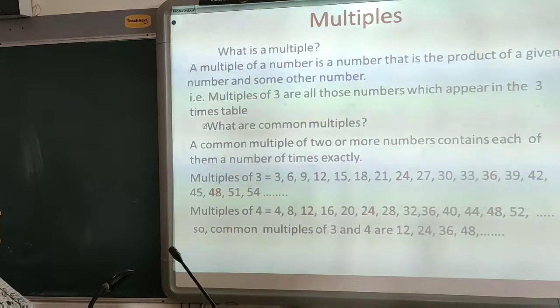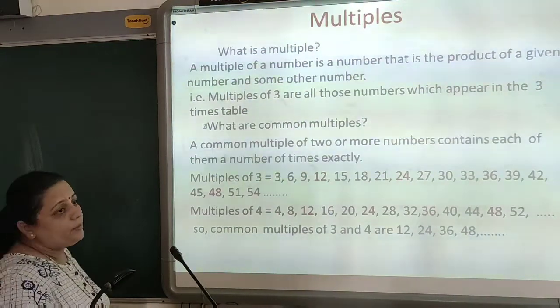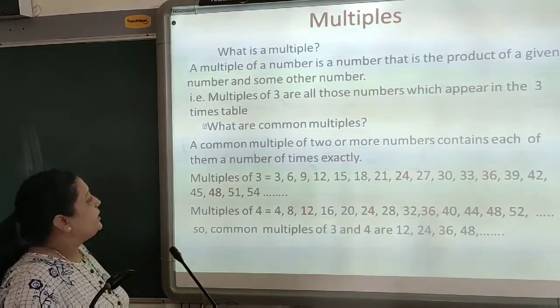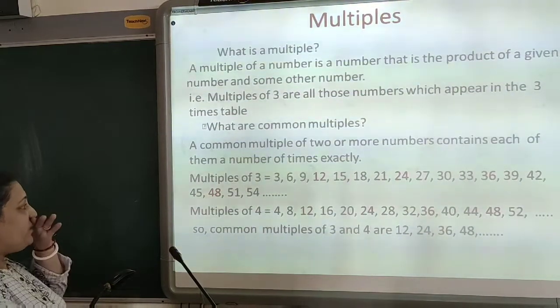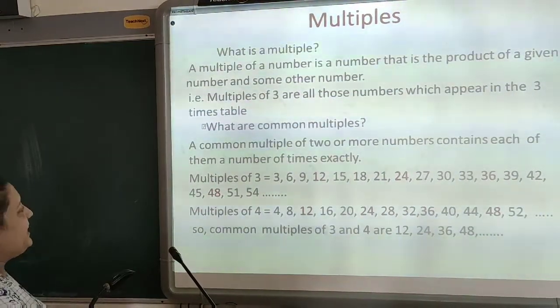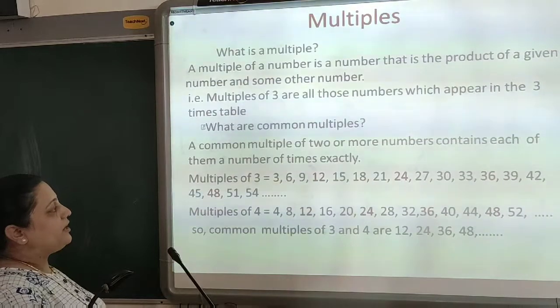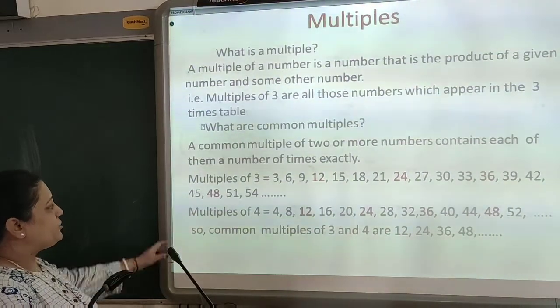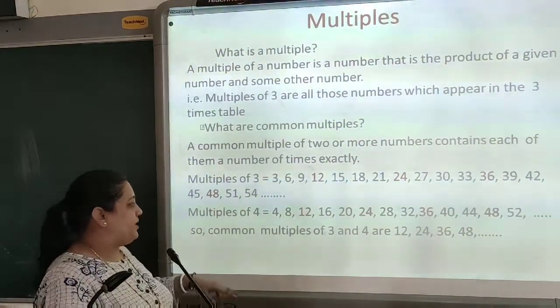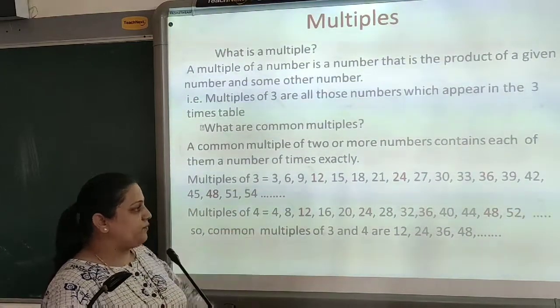So what are common multiples now? What is meant by common? Common means same. A common multiple of 2 or more numbers contains each of them a number of times exactly. Now, multiples of 3: I have written many multiples of 3, and I have written multiples of 4 also.